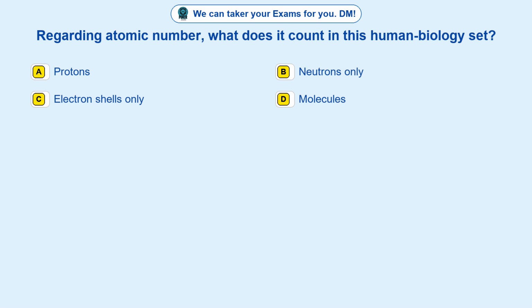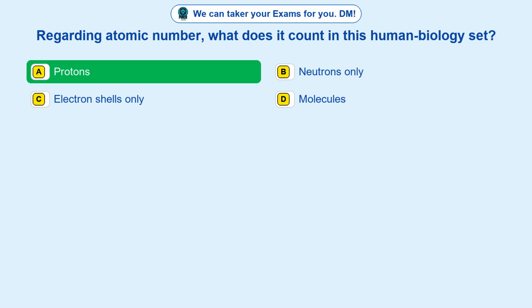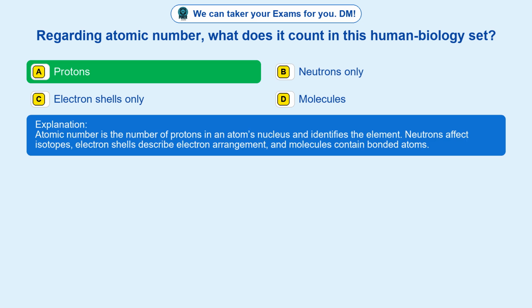Question 31. Regarding atomic number, what does it count in this human biology set? Option A, protons. Option B, neutrons only. Option C, electron shells only. Option D, molecules. The correct answer is option A. Protons. Atomic number is the number of protons in an atom's nucleus and identifies the element. Neutrons affect isotopes, electron shells describe electron arrangement, and molecules contain bonded atoms.